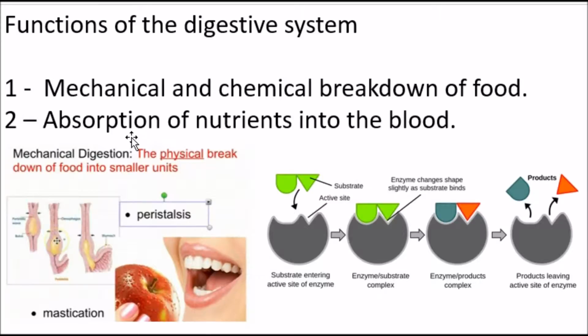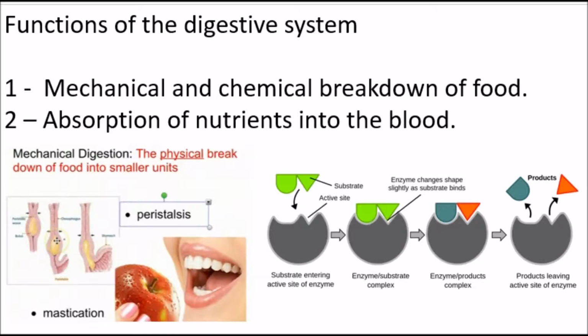Now the function of that is to increase the surface area. Now you have to increase the surface area for the chemical breakdown of food. The chemical breakdown of food is enzymes. Enzymes chopping your food down into smaller bits, into soluble microscopic bits, which can then move across the surface of your small intestine and into your bloodstream. So the mechanical breakdown and the chemical breakdown of food.